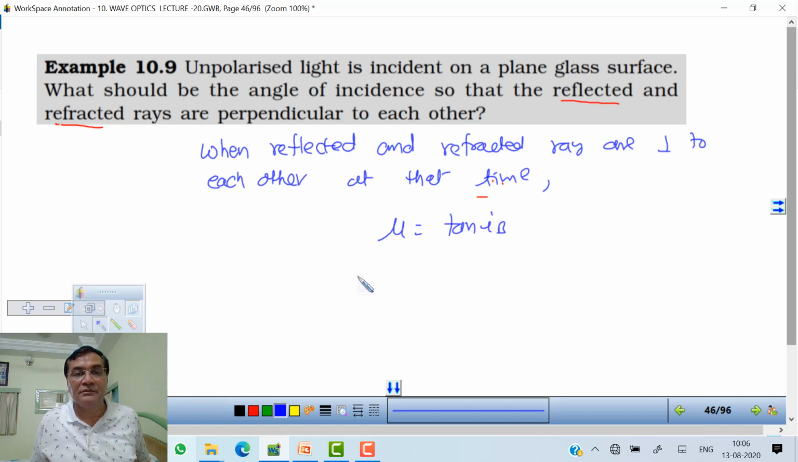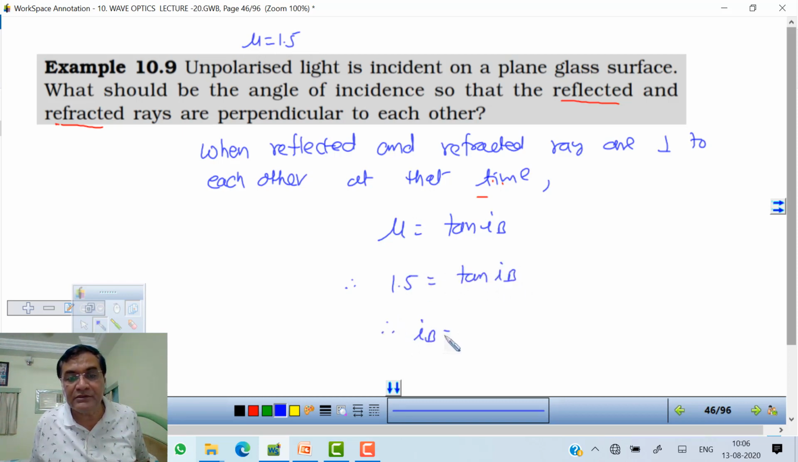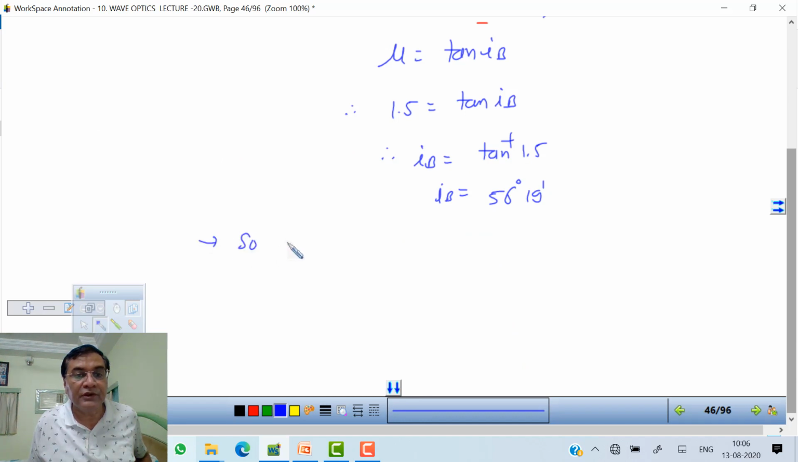Therefore, what is the refractive index? 1.5. It is not written, but mu is equal to 1.5. So 1.5 is equal to tan IB, and therefore IB is equal to tan inverse 1.5. So you can see the inverse of that comes out to be 56 degree and 19 minutes. Okay, so angle of incidence is equal to 56 degree and 19 minutes. So this is your answer. Okay.